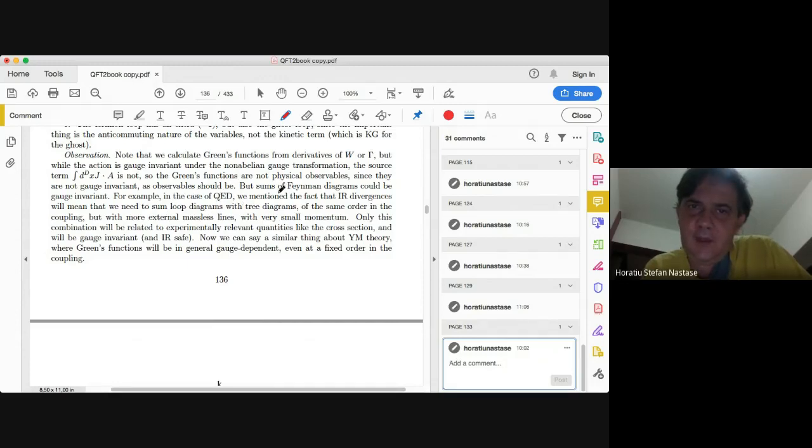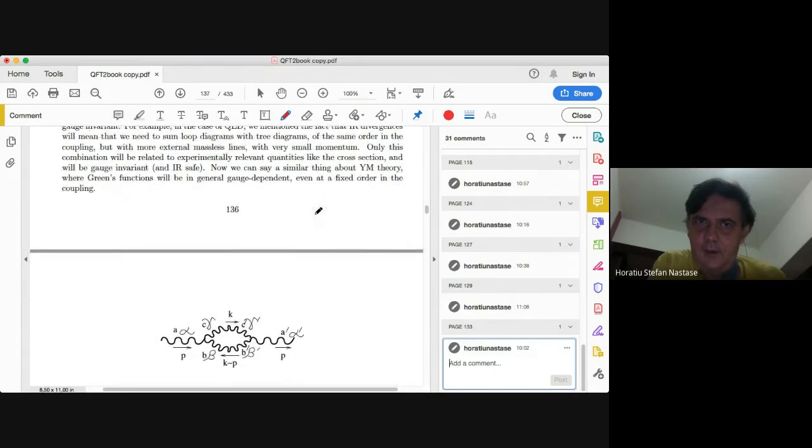In the case of QED, I mentioned the fact that there are IR divergences. I also mentioned that when we study them, we'll see that we must combine some loop diagrams with some tree diagrams, obtaining the same order in the coupling, but with some massless lines, that is with very small momentum. This combination of Feynman diagrams is what is physically observable, and that's the one that is IR finite, and therefore also gauge invariant. So physical observables will always be gauge invariant, but things that are not observables need not be gauge invariant. Could be by some accident, but need not be. The same thing applies for Yang-Mills.